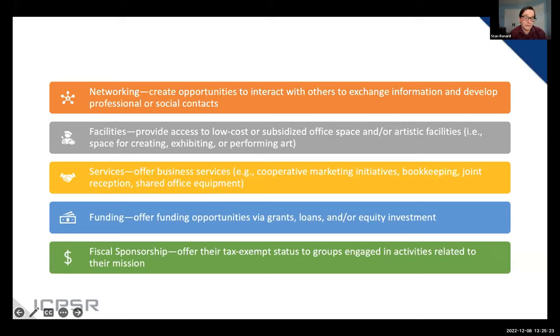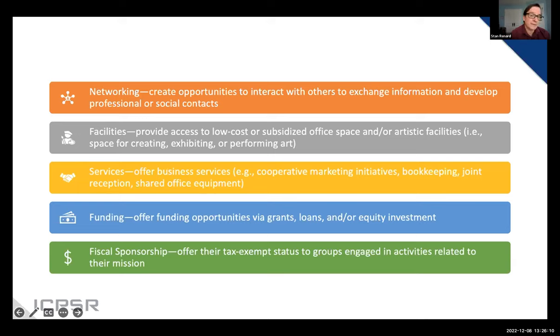In terms of services that arts incubators provide, which I already mentioned some of, there are usually some business services beyond the training. Some of the services might be marketing, graphic design, maybe some bookkeeping, maybe a joint reception, some shared office equipment, and so forth. There is also material sometimes that is created by the instructional staff in-house or co-created, that the incubatees have access to.